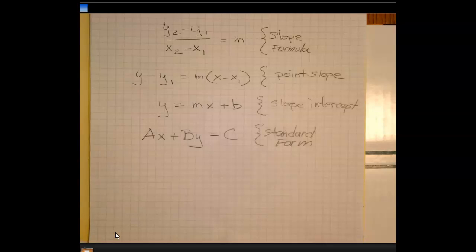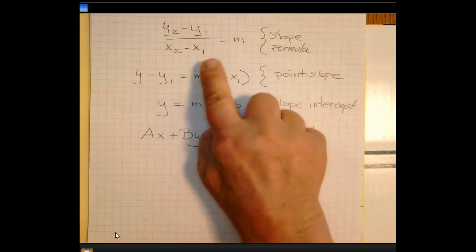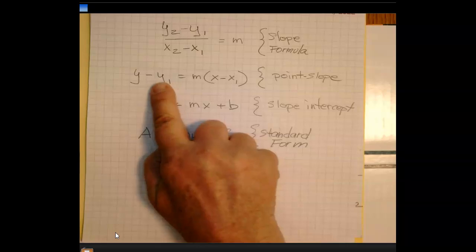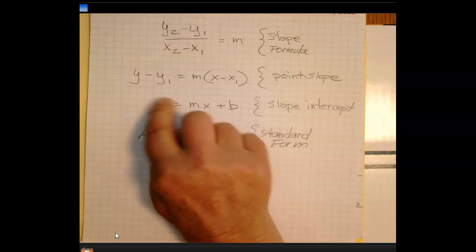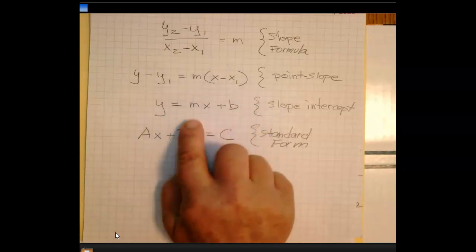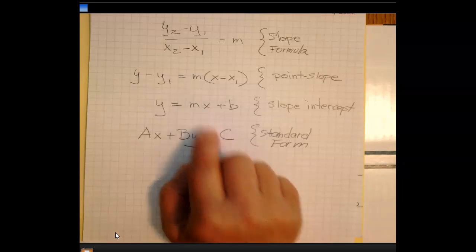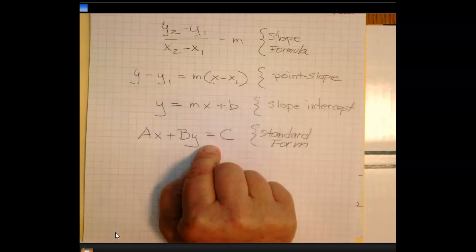And also to let you see exactly what we're going to be doing, here is the slope formula. You're going to be finding the slope. You're going to be plugging in a point and the slope into point-slope form. You're going to simplify point-slope to get slope-intercept, y equals mx plus b. And then, lastly, you're going to manipulate slope-intercept to get to standard form.